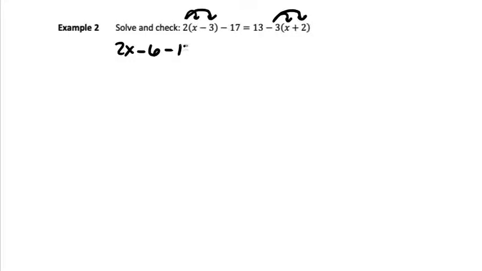I'm just going to bring that down. Remember, we're doing one step at a time. 13. Distributing minus 3 here gives me minus 3x. And negative 3 times 2 is negative 6.